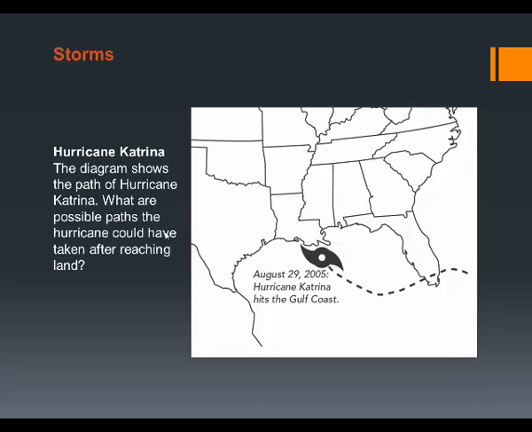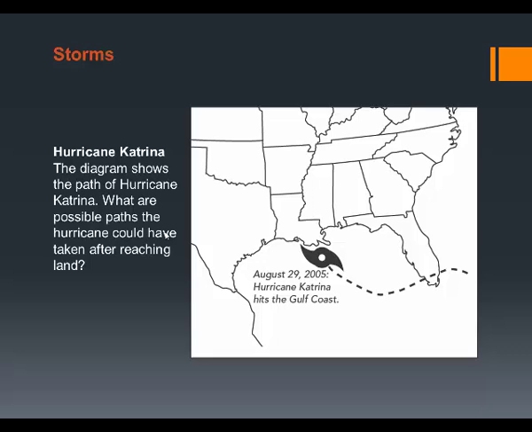All right, so Hurricane Katrina. Hurricane Katrina hit the United States a couple of years ago. A lot of storm forecasters were trying to figure out where it was going to make landfall. They're trying to figure out the storm path of this storm.